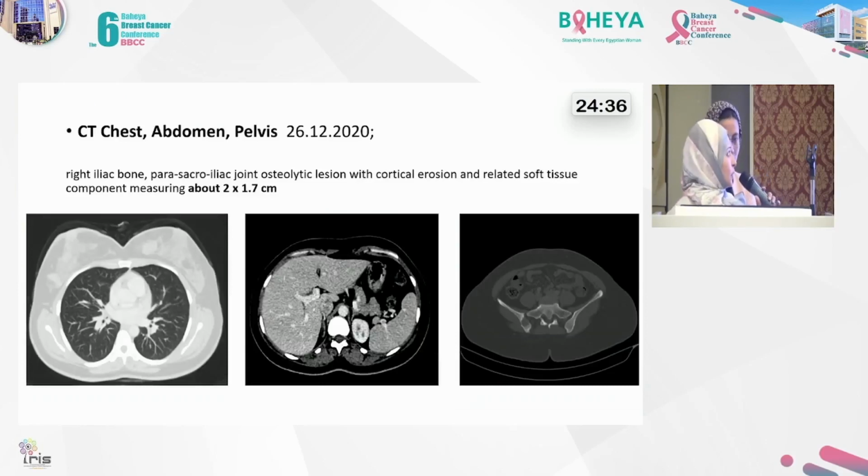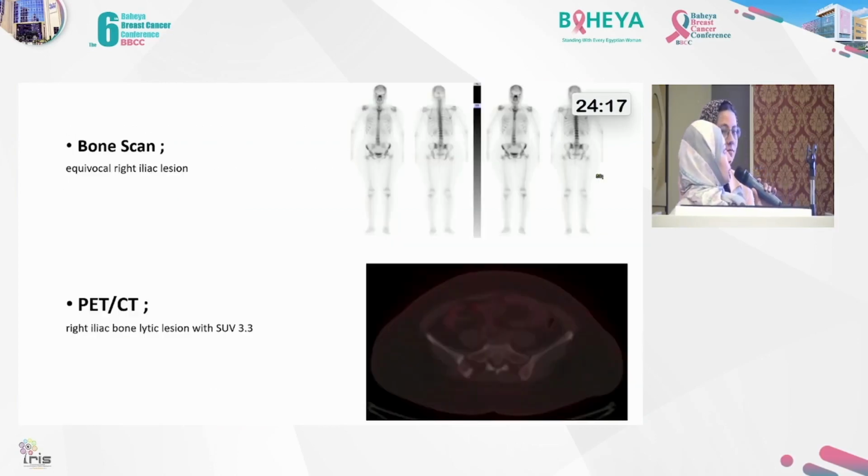So a metastatic workup was done with CT chest, abdomen, and pelvis with contrast, revealing a free chest and liver, with a right iliac, para-acetabular osteolytic lesion with cortical erosion and a related soft tissue component measuring about 2 by 1.7 centimeters. Bone scan was equivocal. PET-CT was done, revealing a right iliac bone lytic lesion with SUV 3.3 and the local disease, with no other metastatic lesions.